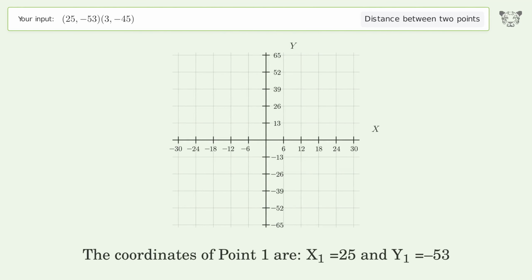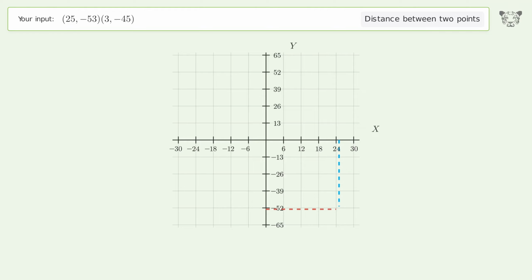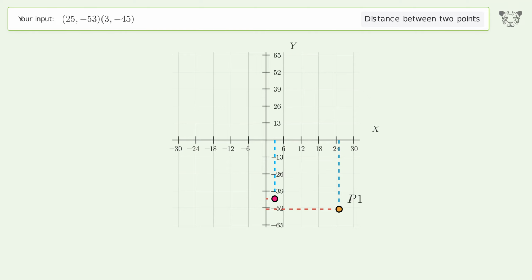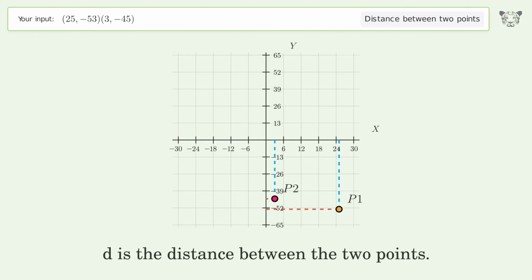The coordinates of point 1 are x1 equals 25 and y1 equals negative 53. The coordinates of point 2 are x2 equals 3 and y2 equals negative 45. D is the distance between the 2 points.